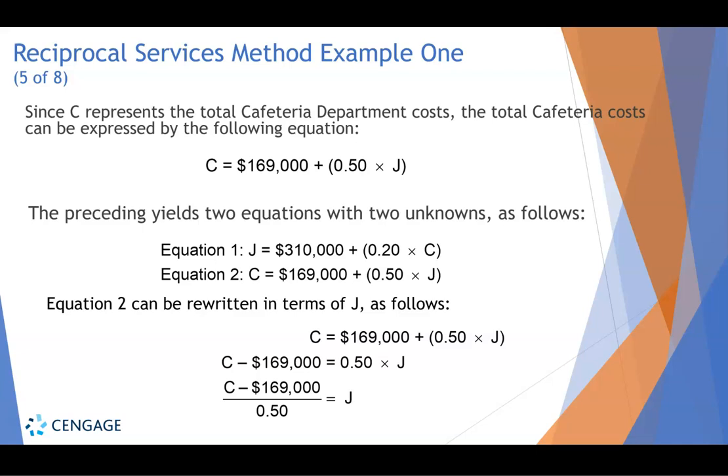Equation 1 is about the janitorial department: J equals 310,000 plus 20% of C. Equation 2 is the cafeteria: C equals 169,000 plus 50% of J. We can rewrite this as C minus 169,000 equals 50% of J. Dividing both sides by 50%, (C minus 169,000) divided by 0.50 equals J. We're going back to some algebra, aren't we?